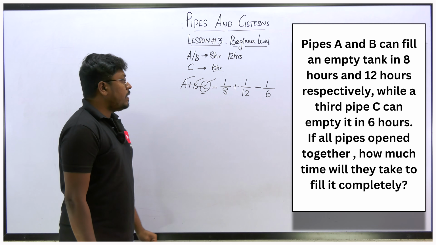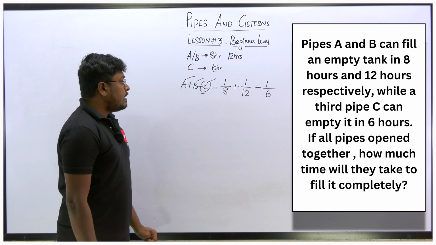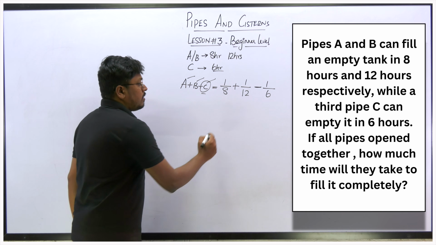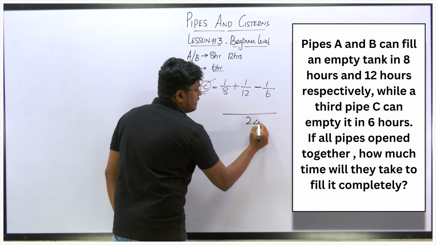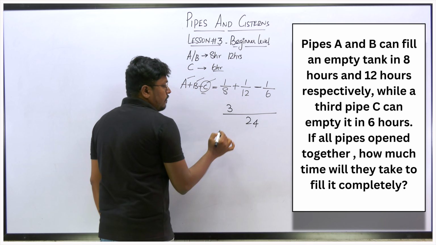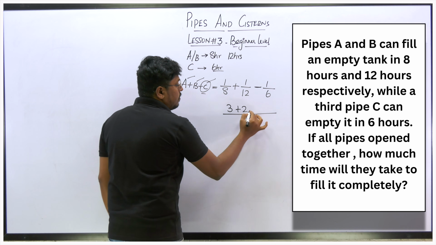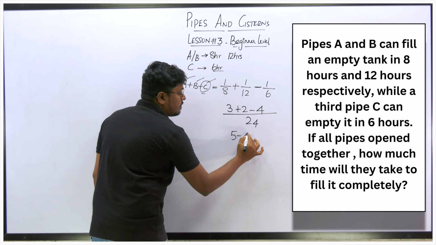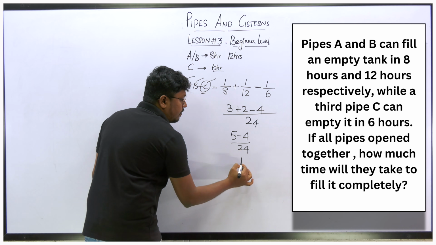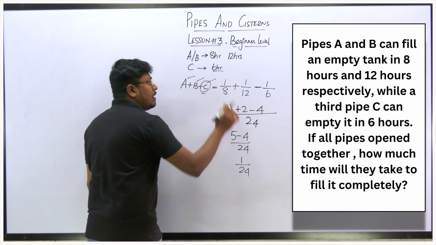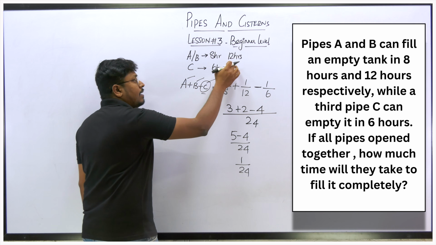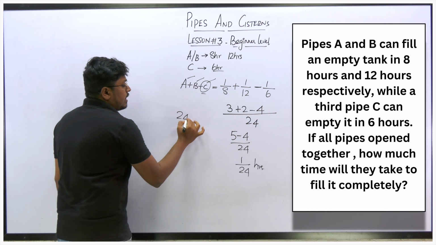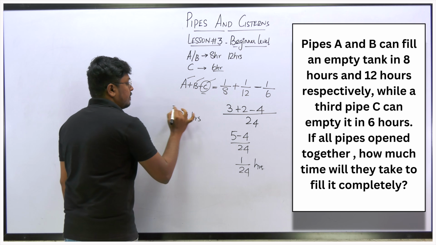Now what we can do here is take the LCM of 8, 12 and 6. So 12 into 2 will be 24. We can use 24 as the LCM. 8 3s are 24, 12 2s are 24, 6 4s are 24, right? So this will be 3 plus 2 minus 4 divided by 24, so 1 by 24. Here all the values are in hours, not in minutes. So we can say 1 by 24 hours, nothing but the answer will be 24 hours.